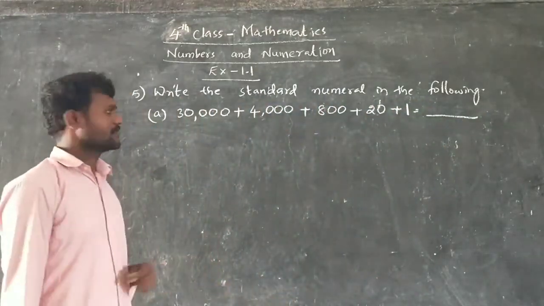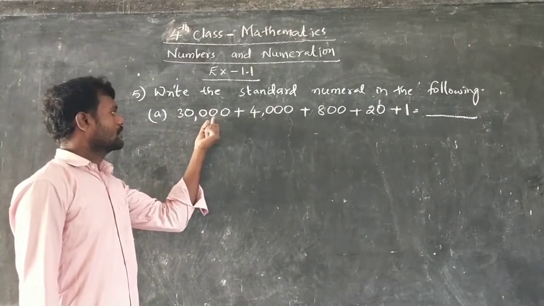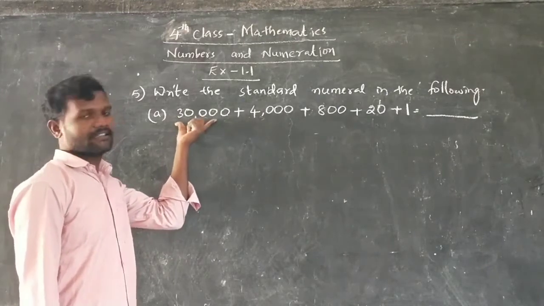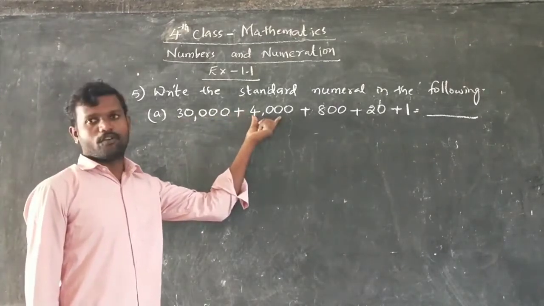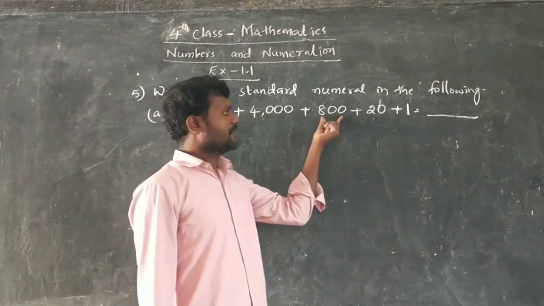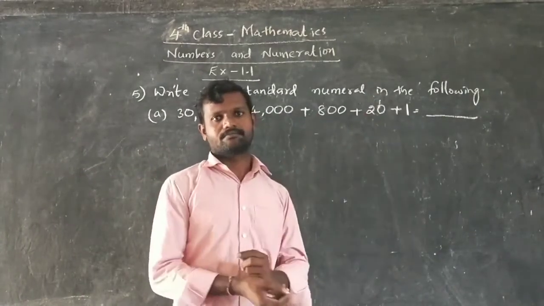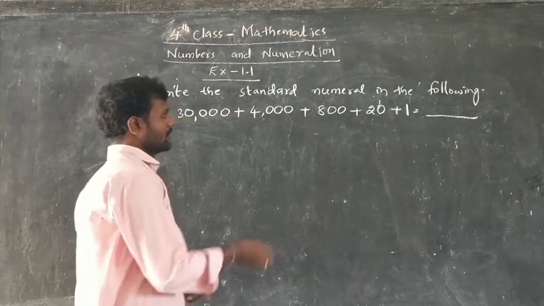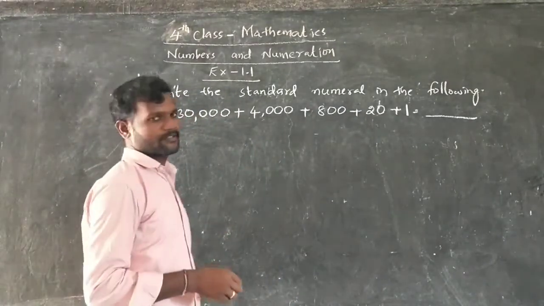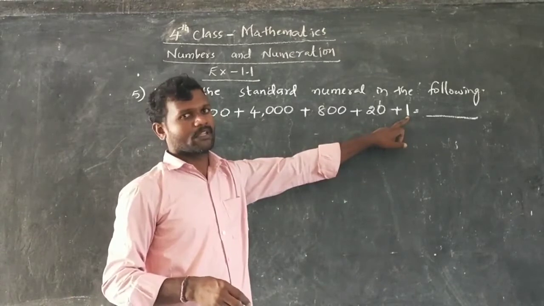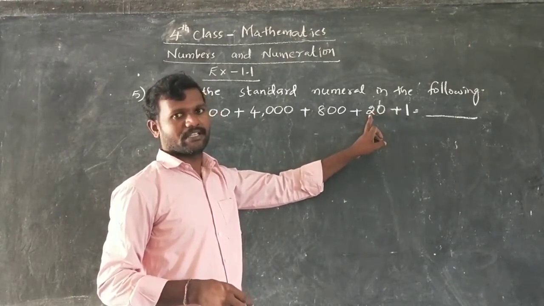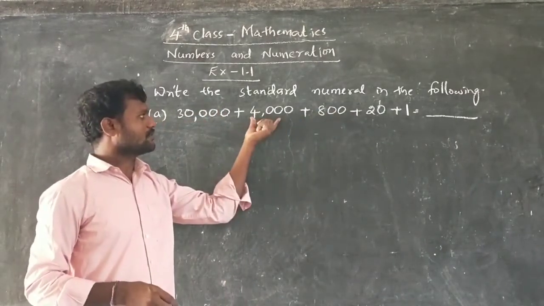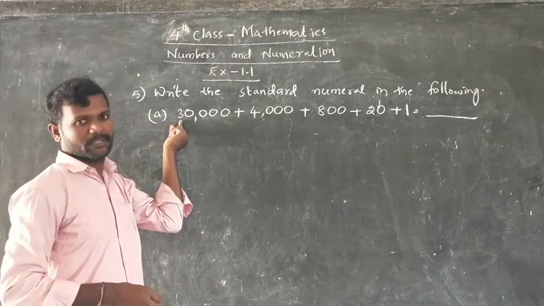Okay, what is this first? This how much? Ones, tens, hundreds, thousands, 10,000. So it is 10,000. That's why 30,000. Next one, 4,000 plus 800 plus 20 plus 1. Okay, this is nothing but expanded form. So write the number here. What is in ones place? 1 is in ones place. Next 20 means 2 is in tens place. 800, so 8 is in hundreds place. 4 is in thousands place and 3 is in 10,000s place.